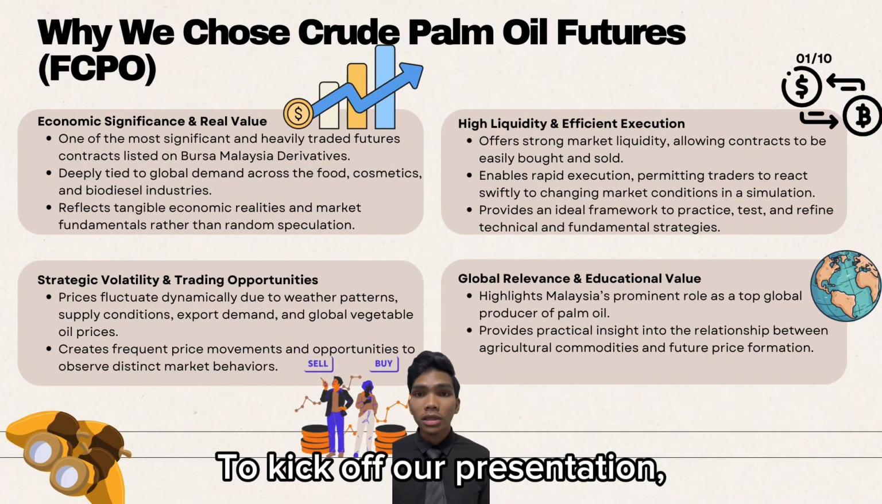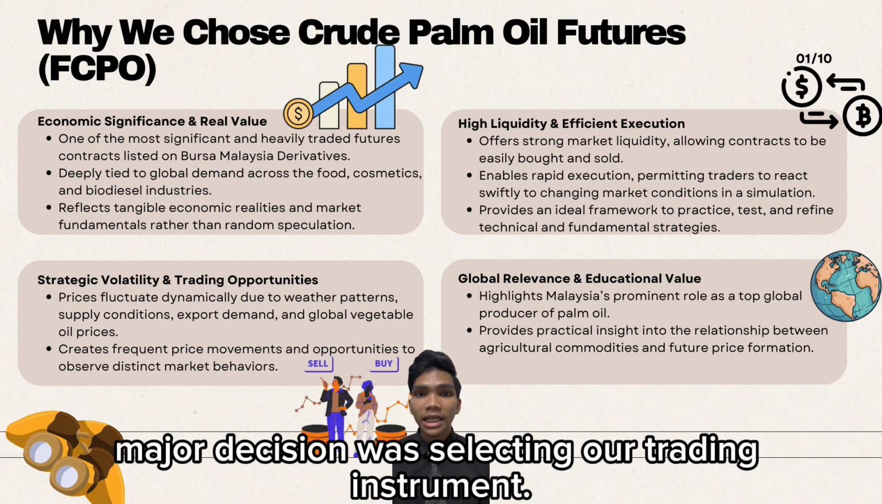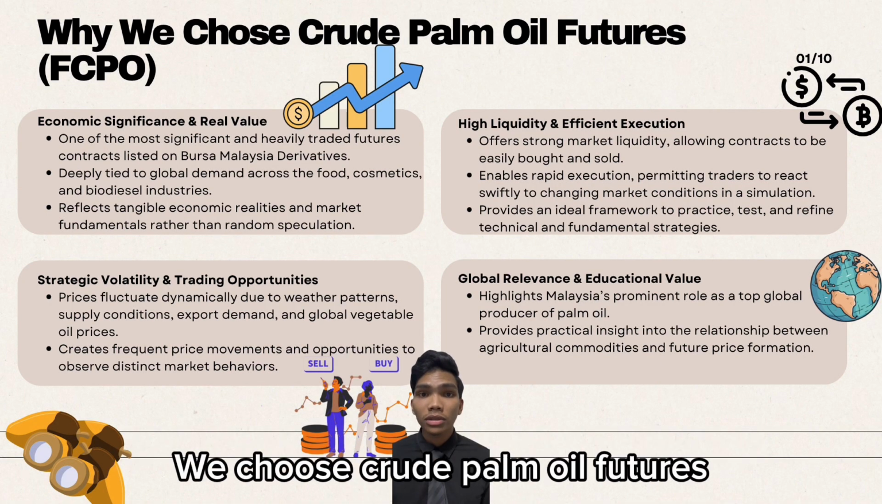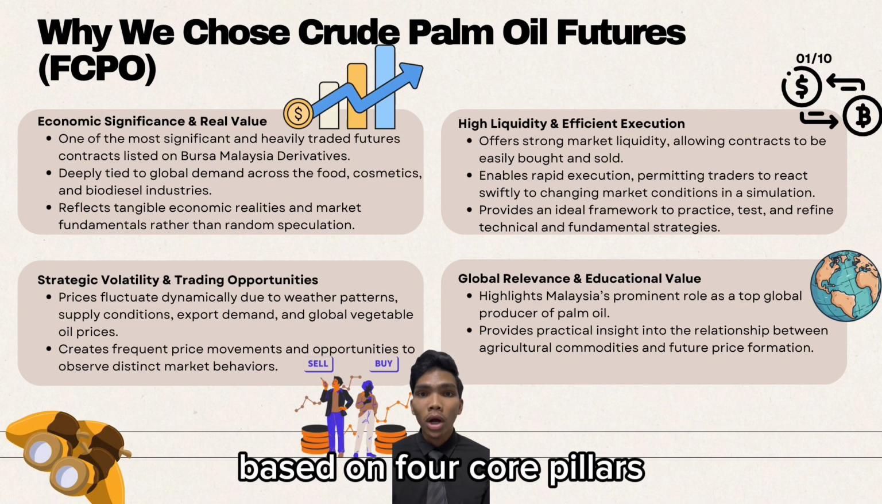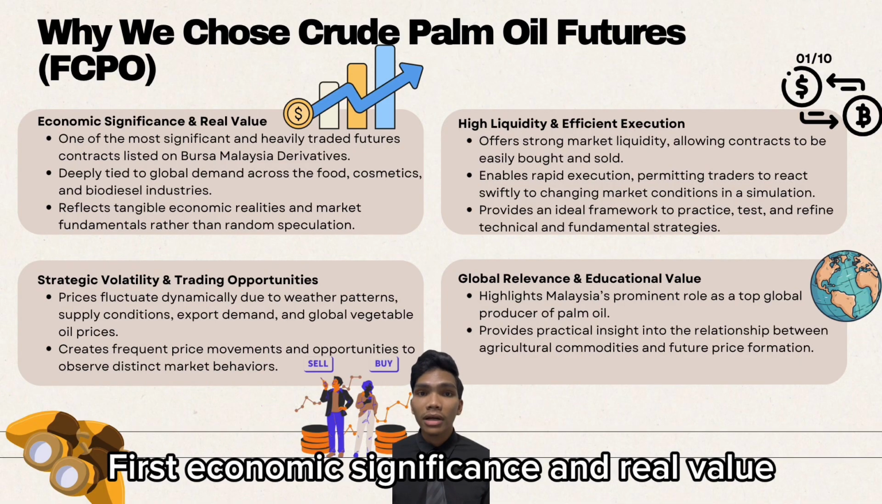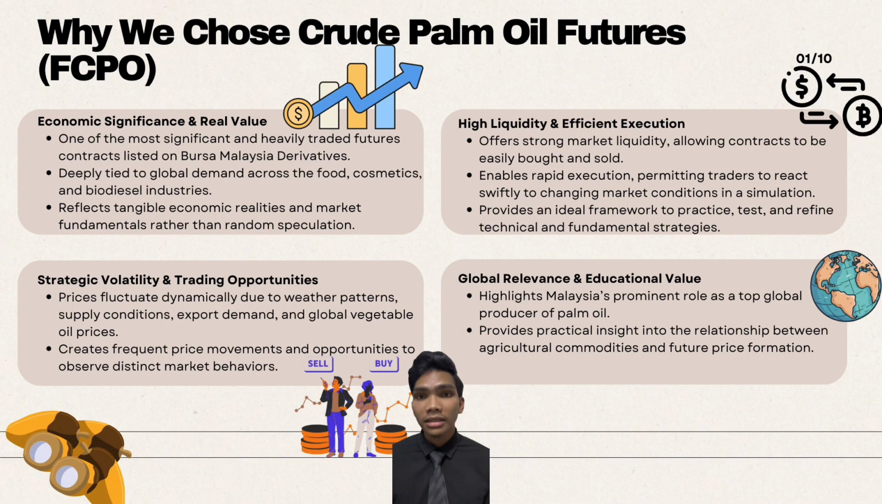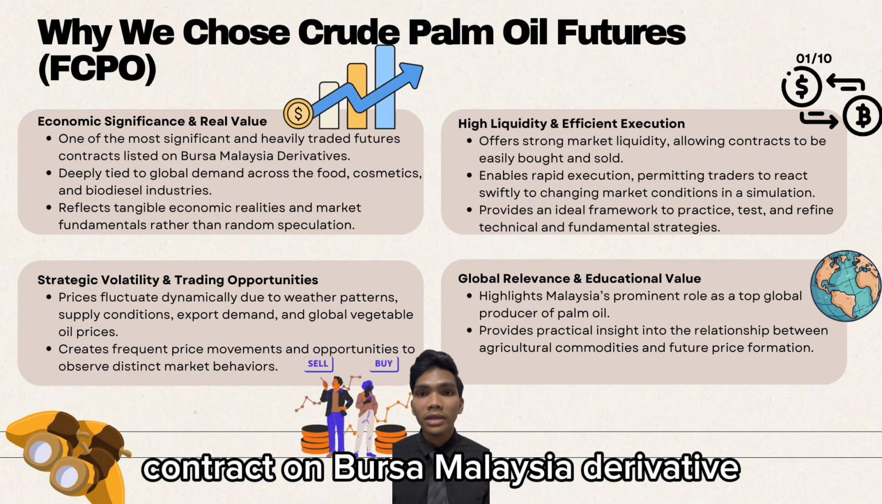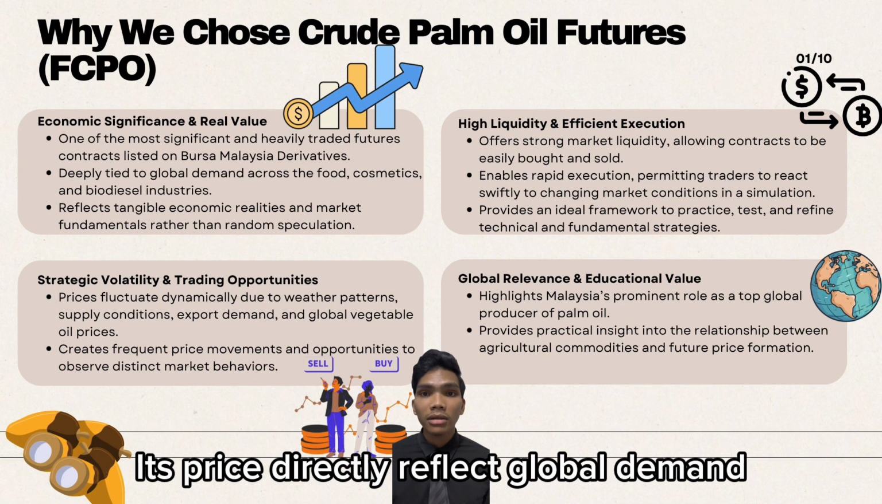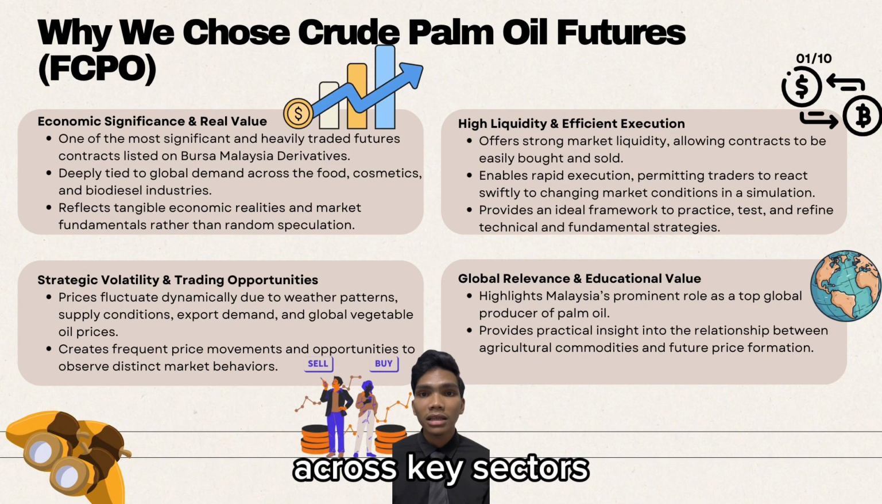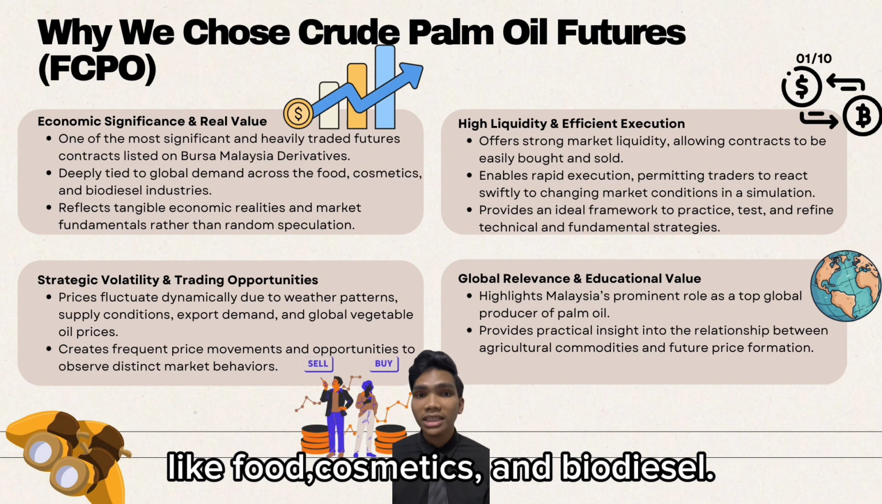To kick off our presentation, our first major decision was selecting our trading instrument, which is crude palm oil futures, commonly known as CPO, based on four core pillars. First, economic significance and real value. As a heavily traded contract on Bursa Malaysia Derivatives, FCPO isn't driven by random speculation. Its price directly reflects global demand across key sectors like food, domestic, and biodiesel.